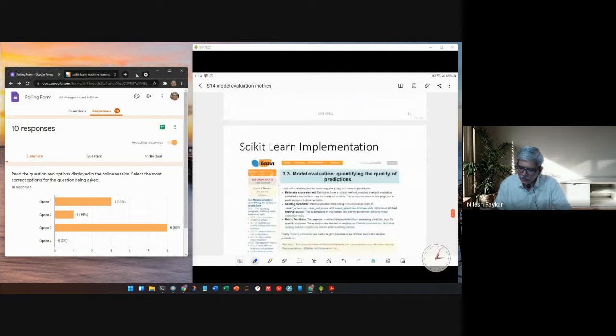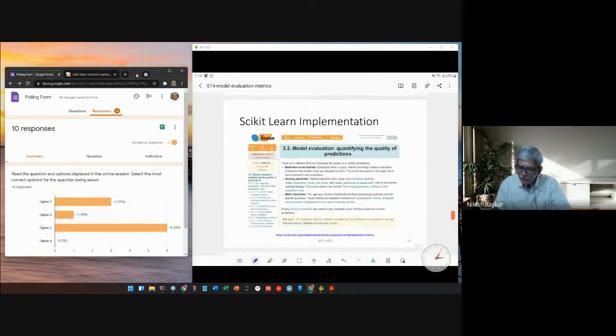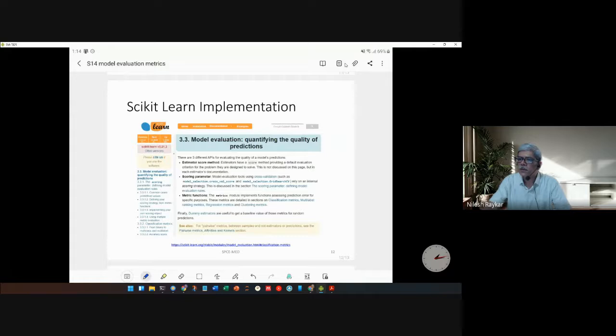Okay, for these evaluation metrics, there is a separate section in the Scikit library which we'll be using. So I'll just leave that for here.